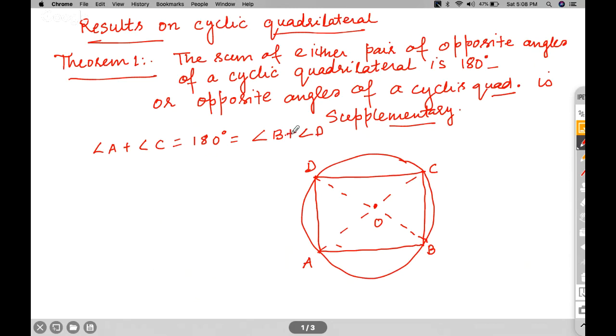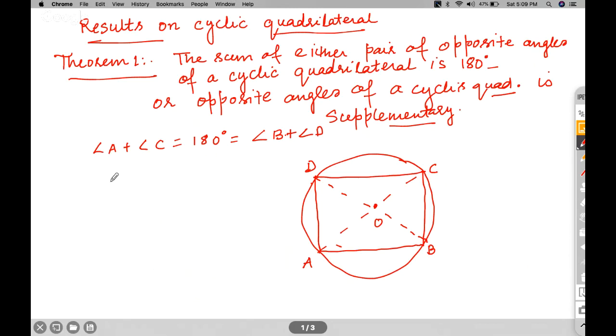Before I discuss this, you all know that a cyclic quadrilateral is that quadrilateral of which all the vertices fall on the same circle, or the circumference of the same circle. So if I again repeat what I'm saying, a cyclic quadrilateral is that quadrilateral of which all vertices fall on the circumference of the same circle.